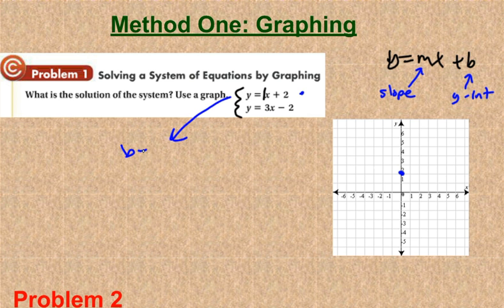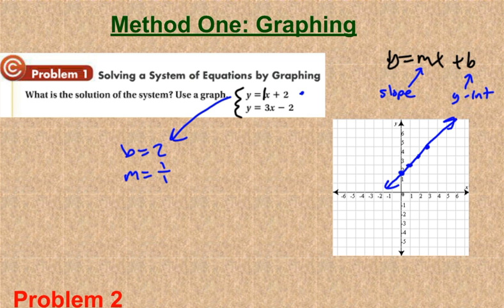The b is 2. The slope is 1, or as a fraction, 1 over 1. So that means you rise 1, and you run 1. There you go. Rise 1 and run 1. Just keep doing that, and that will make your line.